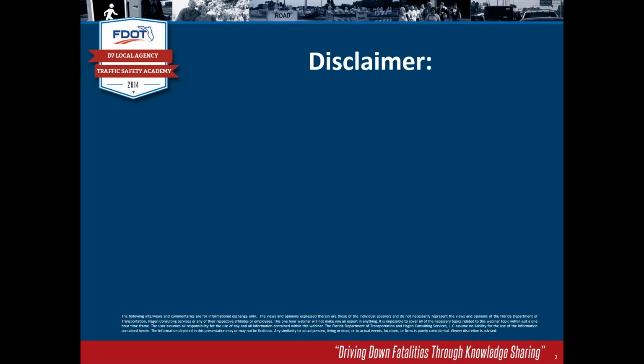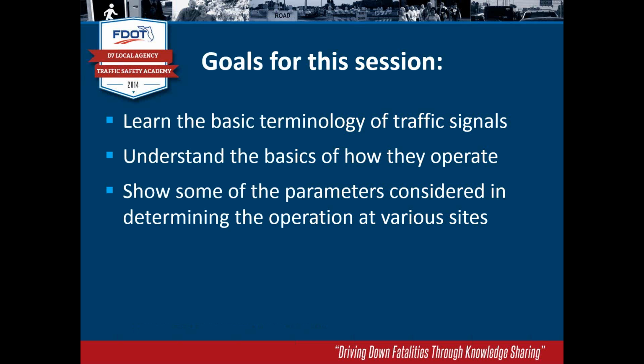Basically, you're going to have some basic information, and again, what I'm really trying to accomplish is give you some walking around knowledge of why signals operate the way they do, so you have some rudimentary understanding of lingo and that kind of stuff. So that is the goals for the session: the basic terminology of traffic signals, the basics of how they operate, and we'll talk about some of the parameters considered in determining the appropriate operation at a particular location, why they operate differently at one place from another. So that's what I really want to focus on today.